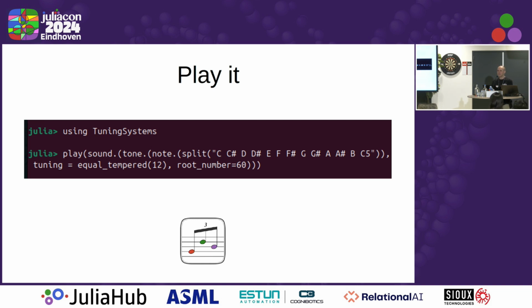So it can actually play a scale. What I do here is, I have the note names here, then I just do a split, then the note function generates a note, the tone then takes that note plus a tuning, and in this case it's the equal tempered 12 tones, and then it generates a sound with a synthesizer, and then it plays this out. So it seemed to work this time, that was nice.